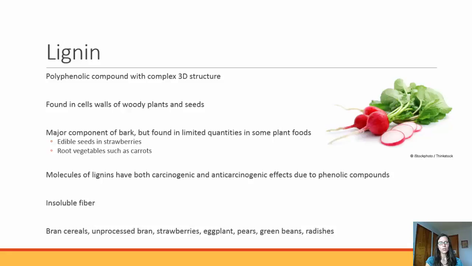We have lignin, which is found in cell walls of woody plants and seeds. So think carrots, radishes, eggplant, green beans. And lignin is of particular research interest because we know it to have both carcinogenic and anti-carcinogenic effects.